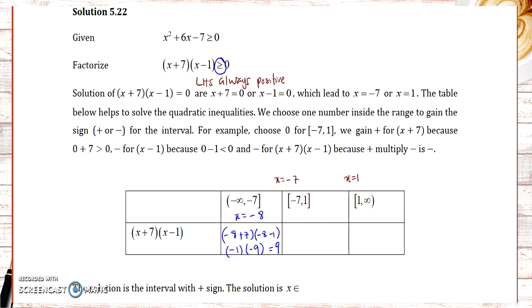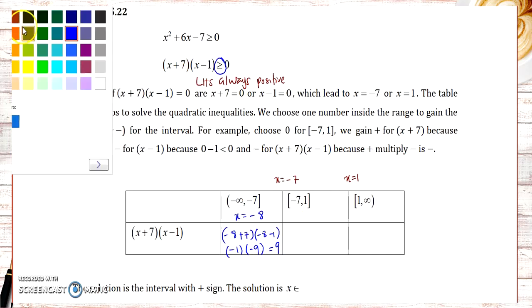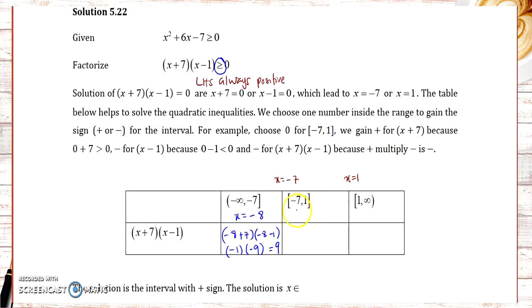Next, for the second interval, we need to choose x between negative 7 and 1. The easiest one, we choose x equals 0. Substitute x equals 0 into the left hand side. So we get 0 plus 7 times 0 minus 1. 7 times negative 1 is negative 7.